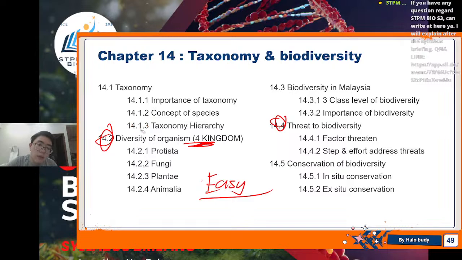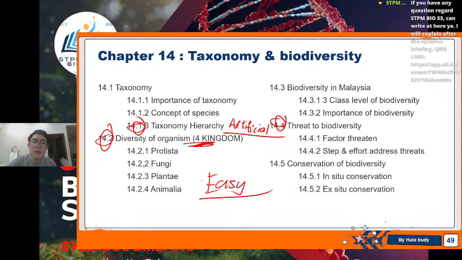Right? Under taxonomy, chapter 1, taxonomy hierarchy. That is classification of the species. In classification, we have natural classification and also artificial classification. So the experiment you learn is artificial classification.